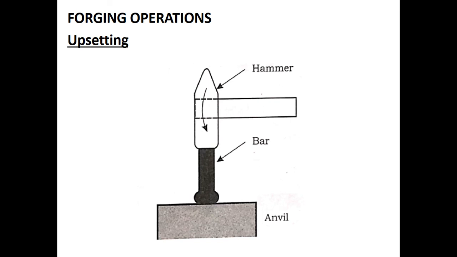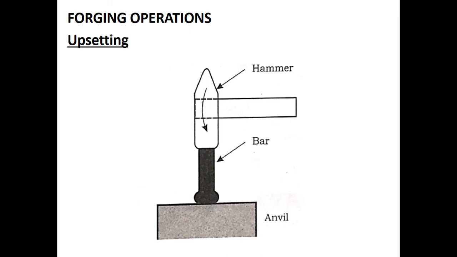Upsetting means, so this is what you sometimes have done during your workshop. It is a process applied to increase the cross-sectional area at the expense of its length, which means the length gets reduced whereas the cross-sectional area gets increased. You can see how the hammer is used.